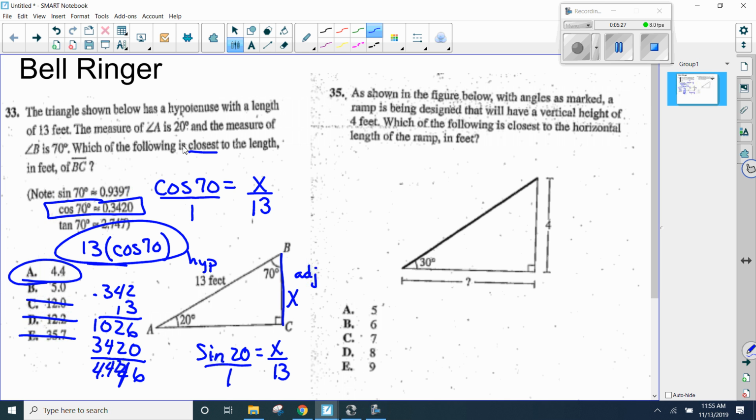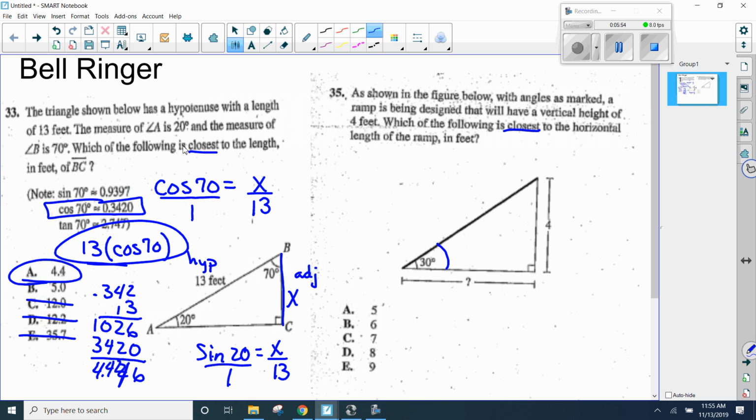All right, I corrected all the ones she missed. I told her how to do them. So, as shown in the figure below, with the angle marked, a ramp is being designed that will have a vertical height of 4 feet. Which of the following is closest to the horizontal length of the ramp? They give you your 30 degrees right here.